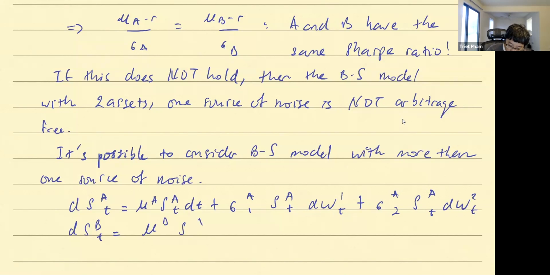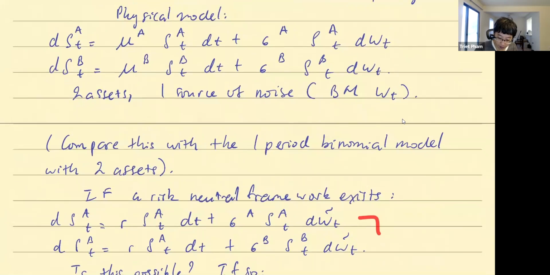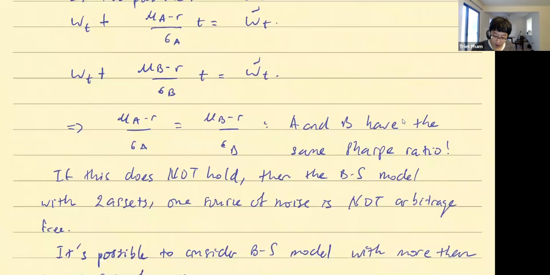All right, and suppose that stock B only has one source of noise. Let's say it's the first one. Okay. And this is again a perfectly viable model. If anything, it seems a little more realistic than this one. All right.